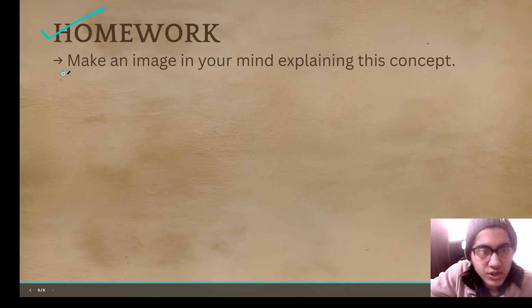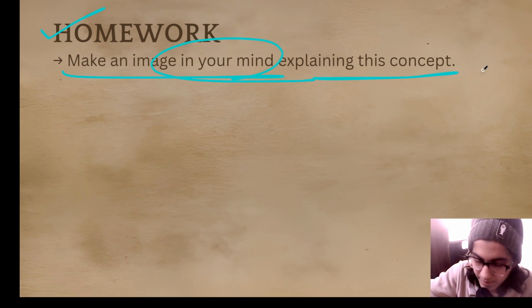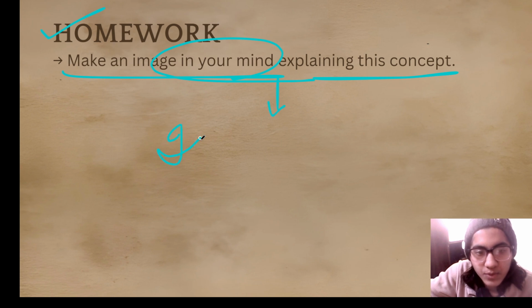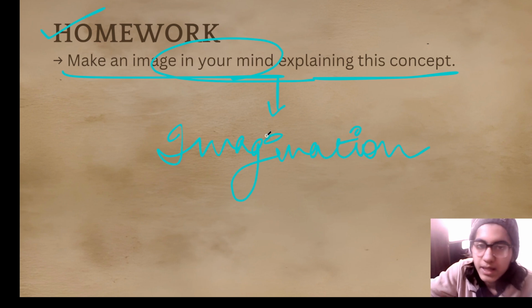Now today's homework is to make an image in your mind explaining this concept. I want to improve your imagination, because Albert Einstein says that imagination is much more important than knowledge.